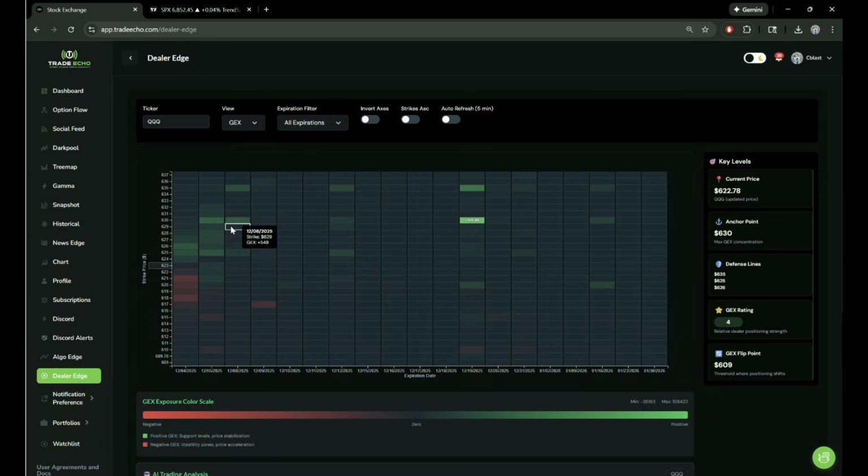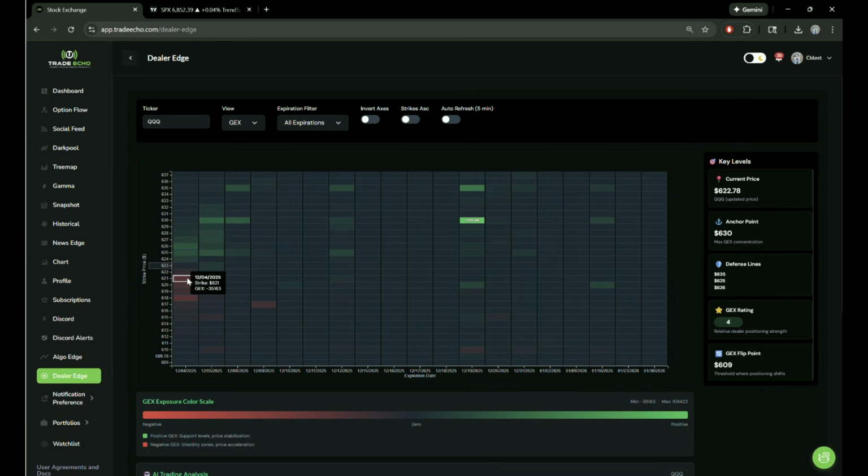Green and blue tiles represent positive gamma, a stabilizing force. Dealers hedge in a way that pushes price toward these levels. Think of positive gamma areas as magnets that pull price in. When price moves above a positive gamma level, dealers hedge by selling, creating downward pressure. When price moves below it, they hedge by buying, creating upward pressure. This dynamic forms natural support and resistance.